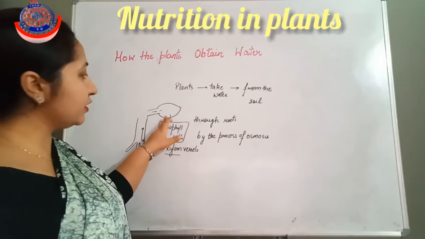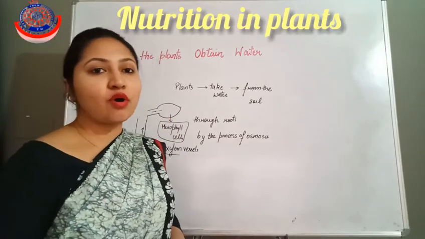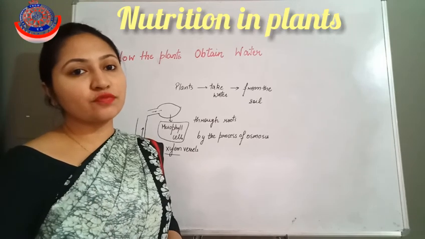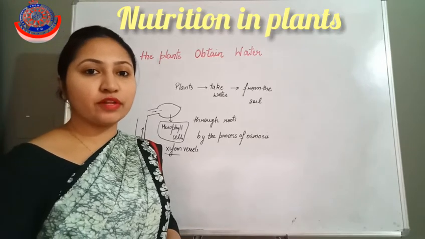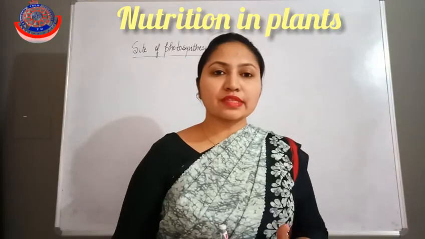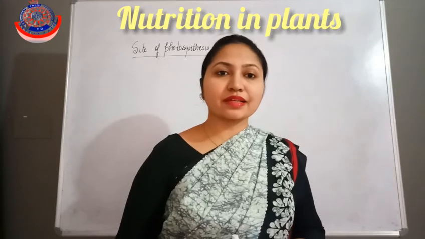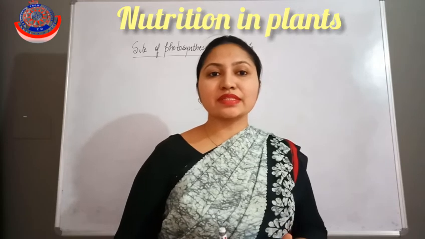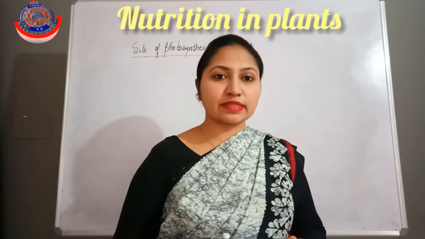Okay, so here xylem vessels act as a transport channel for the transportation of water from the roots to the leaves. Now next we will discuss the site of photosynthesis, that is the photosynthetic cells or mesophyll cells, which contain the chloroplast, and the chloroplast contains chlorophyll, where photosynthesis occurs. Photosynthesis occurs in the chloroplast because the chloroplast contains chlorophyll pigments, and these chloroplasts are present in the photosynthetic cells, which are also known as mesophyll cells.